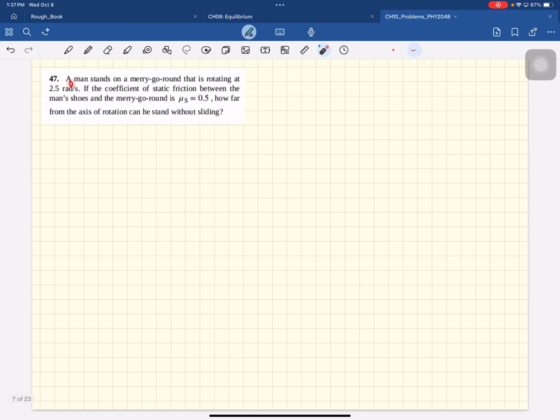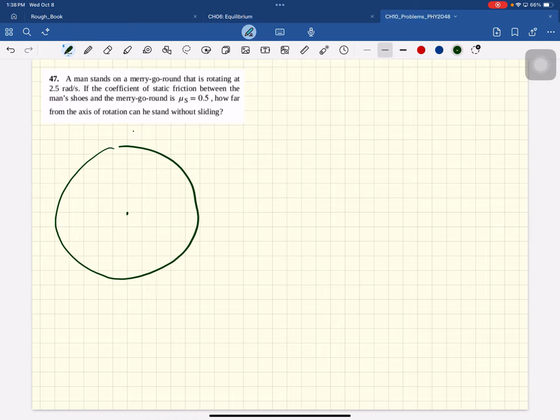So this problem says a man stands on a merry-go-round that is rotating at 2.5 radians per second. If the coefficient of static friction between the man's shoe and the merry-go-round is 0.5, how far from the axis of rotation can he stand without sliding? Okay, so I'll do a top view, and so there's a merry-go-round rotating.